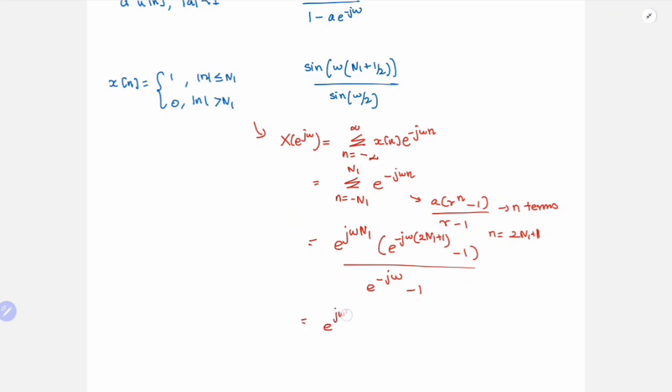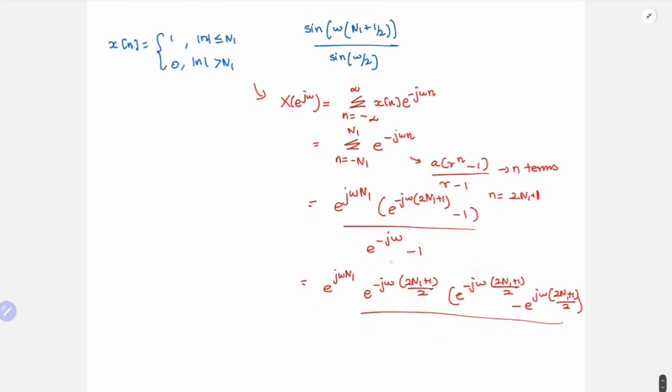So e power j omega n1 e power minus j omega into 2n1 plus 1 by 2. And here I'll have e power minus j omega into 2n1 plus 1 by 2 minus e power j omega into 2n1 plus 1 by 2, divided by the denominator. Also I'll do the same: e power minus j omega by 2 into e power minus j omega by 2 minus e power minus j omega by 2. Sorry, here it will be plus.